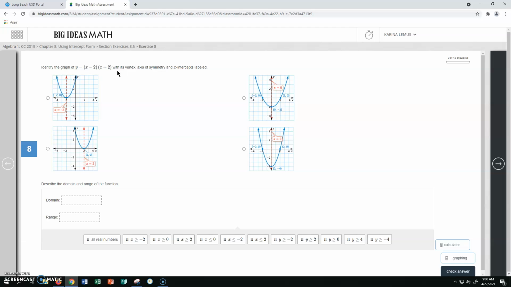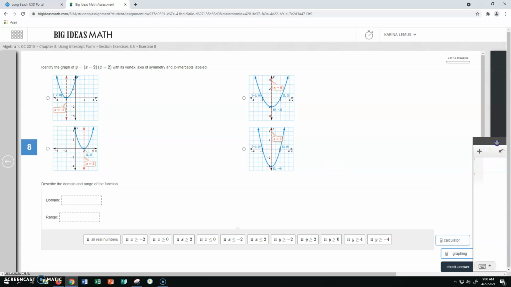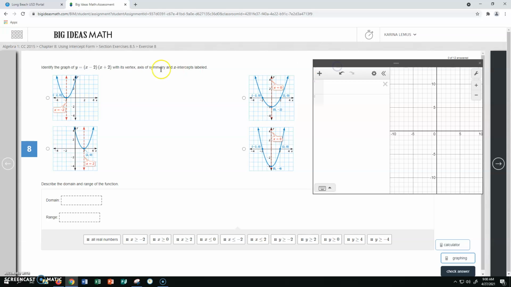And then notice they are already putting in what an axis of symmetry is, and if it has x-intercepts. Notice the two on the left have only one vertex each. So if you want to graph these, remember, you can always pull this over. And this does look a little weird, but it's going to work.